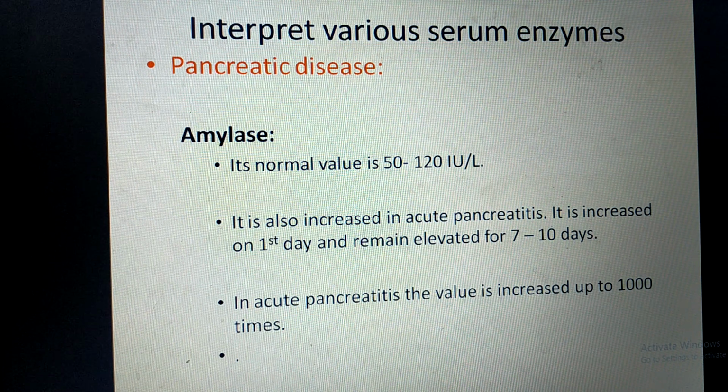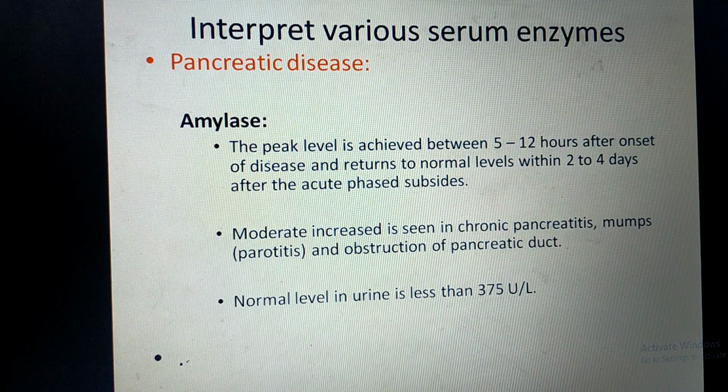It increases in acute pancreatitis on the first day and remains elevated for 7 to 10 days. Sometimes in acute pancreatitis, the level of amylase may increase up to 1000 times the normal. Generally, the peak value of amylase is obtained between 5 to 12 hours of onset of disease, and the level of amylase in the blood returns to normal within 2 to 4 hours after the acute pancreatic phase subsides.